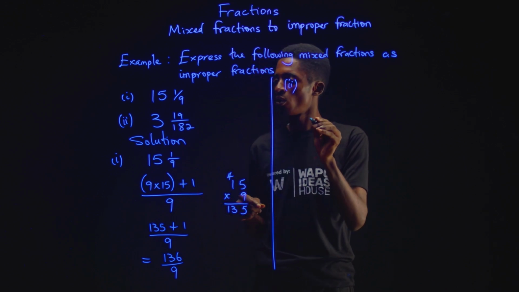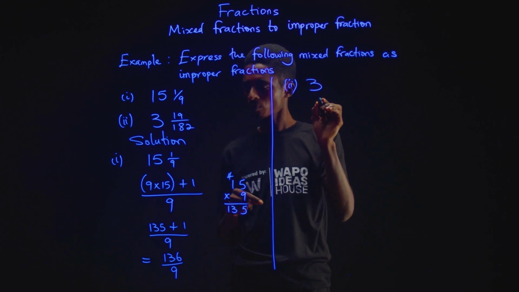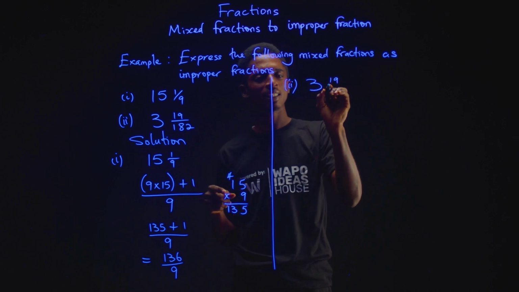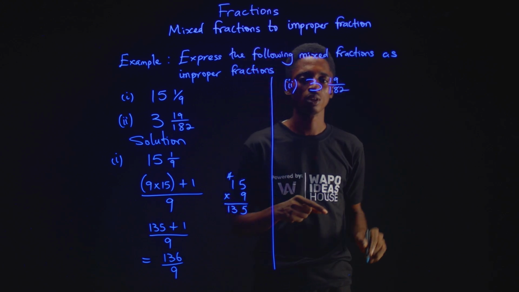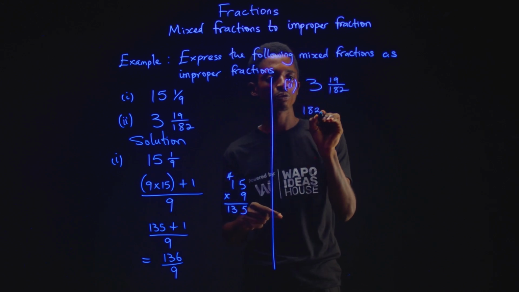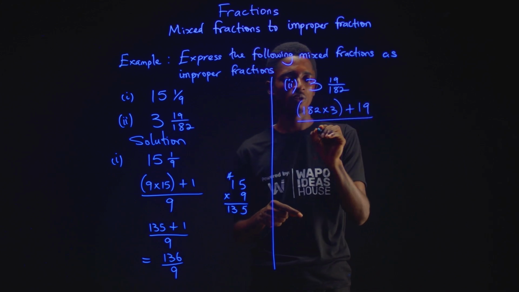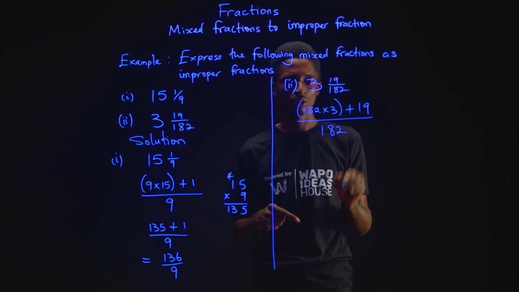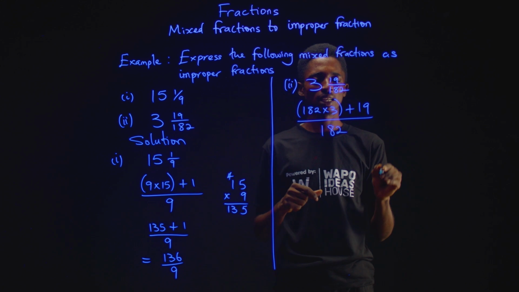Question 2. We are converting 3 whole number 19/182. And to apply this, also we will go 182 multiplied by 3 plus 19/182. And what does this give us? Let us solve this aside.